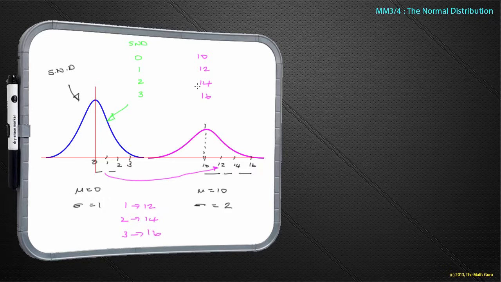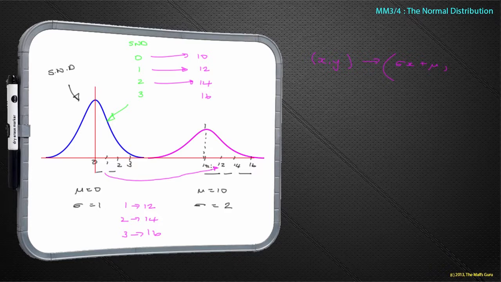So how can we look at that in terms of transformation from each of these values? Well, what seems to be happening is we are taking our x value and multiplying it by our standard deviation, and then adding on 10, which is our mean. So let's just take that: our x values are multiplied by the standard deviation.